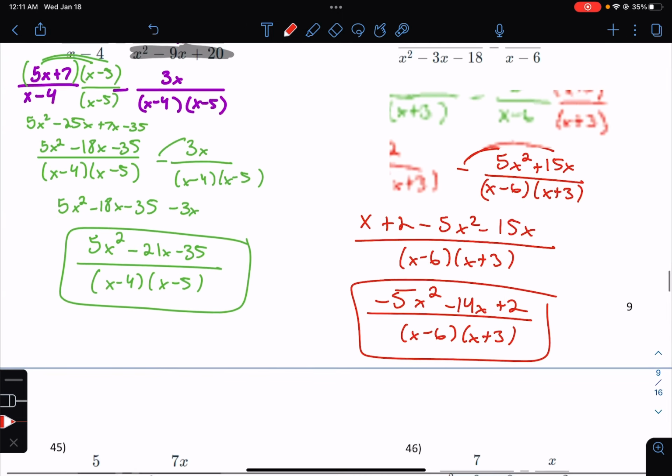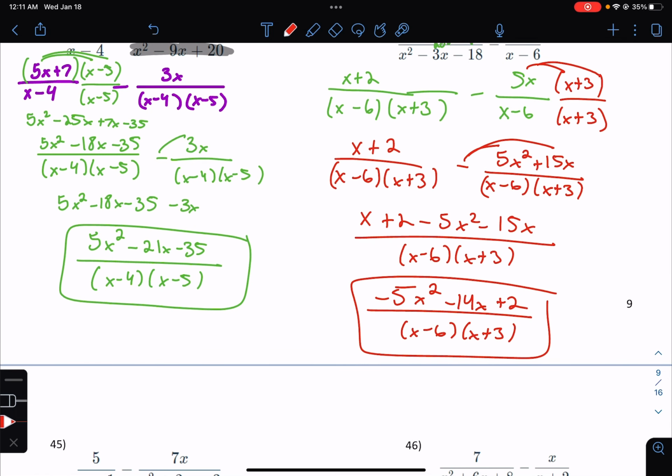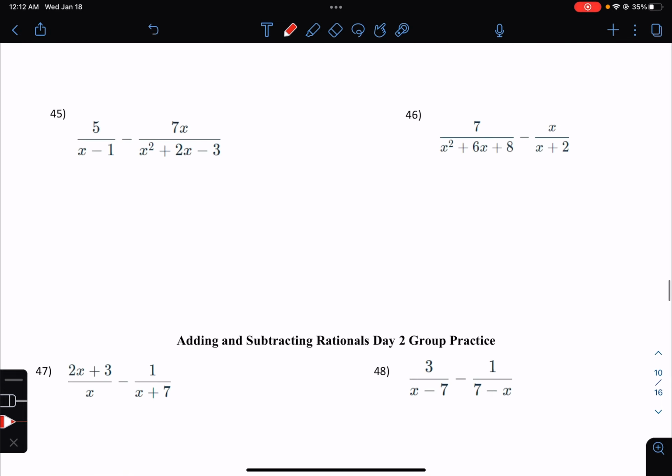All right, and same thing. I think I kind of pointed this out. Again, you guys can multiply out this denominator if you want at the very end, but you do not have to. It's not a requirement. All right, we are almost there, my friends.